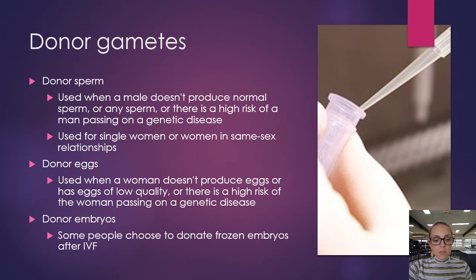Lastly, sometimes there are donor embryos. So when people are going out to try and achieve a pregnancy by using things like IVF, they will often mix the sperm and egg, produce embryos, and often they end up with more embryos than what they need if they achieve a pregnancy straight away.